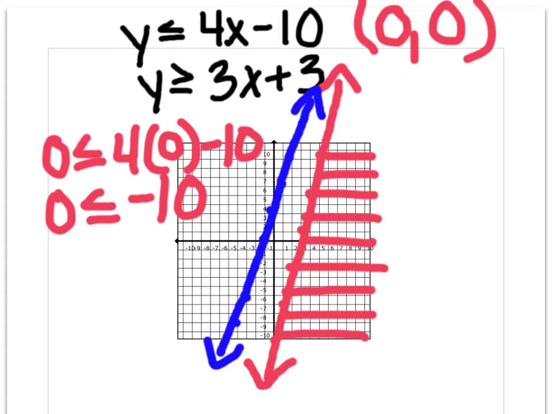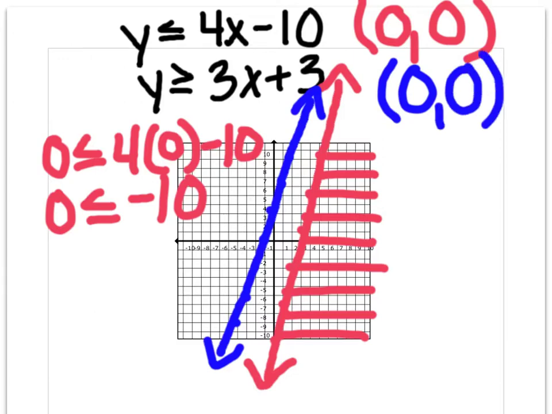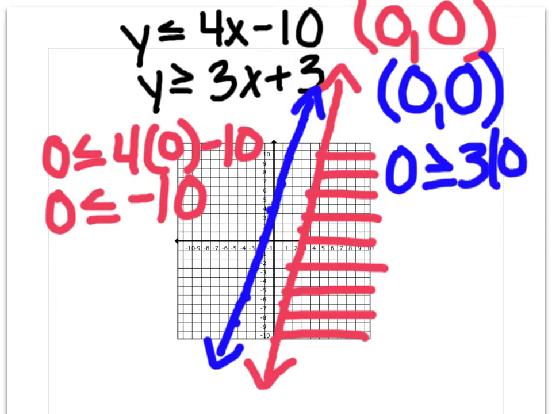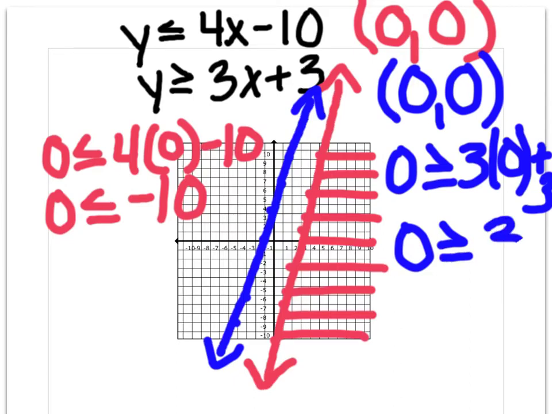Okay, and now if we pick 0, 0 for the second line, we get 0 is greater than or equal to 3 times 0 plus 3. So we would have 0 is greater than or equal to 3, which is not true. So we don't shade the side with 0, 0 on it. We'll shade this side.